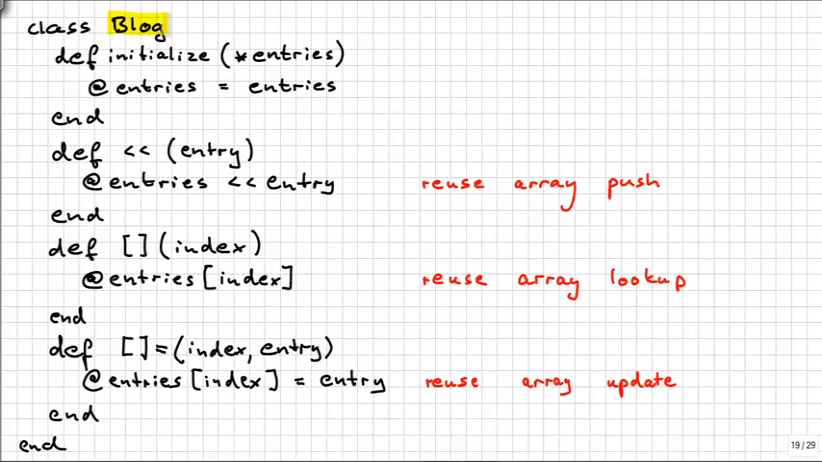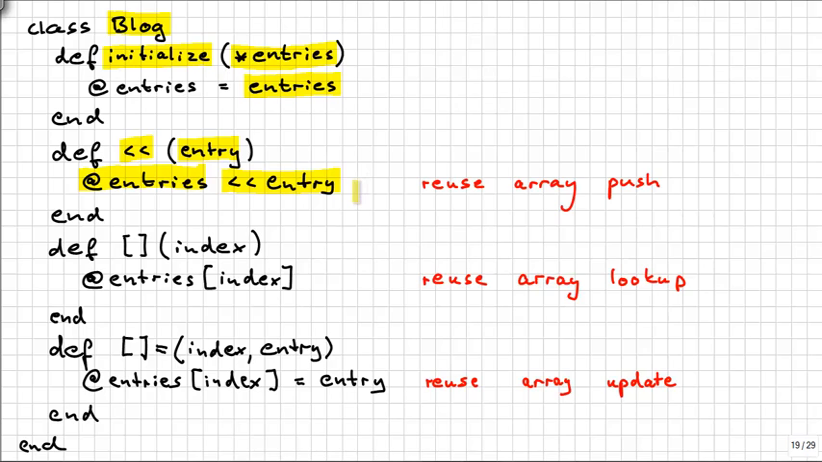So we define the class block and initialize with an arbitrary length parameter list, which is automatically converted into an array of entries, and we can assign to the instance variable @entries the array we are handed in the initialize method. The push operator, or chevron operator as I've called it before, takes an entry and then adds it to the block. And because entries is an array, we can reuse the array's push operator to simply add the given entry to the entries array.